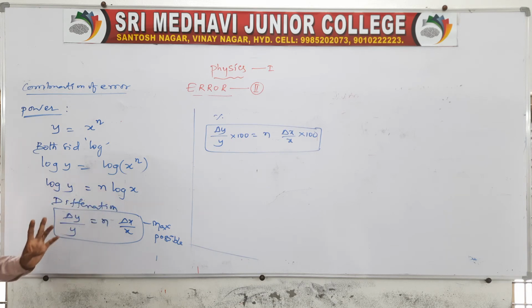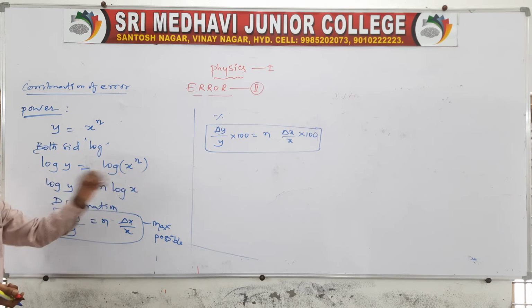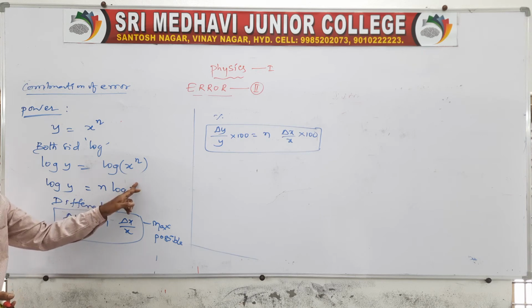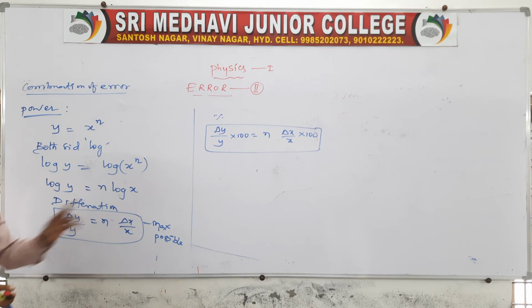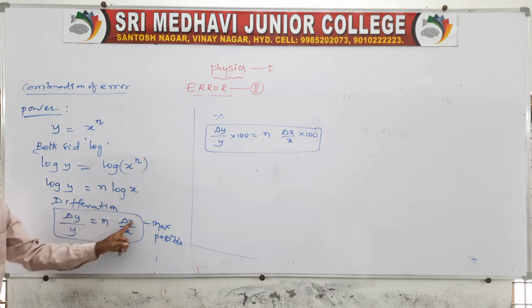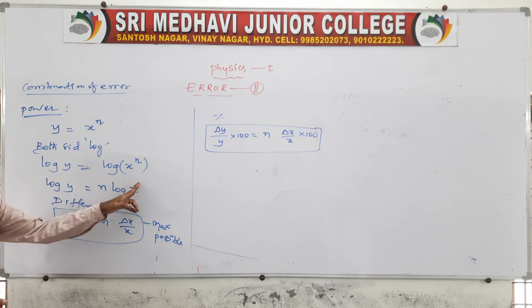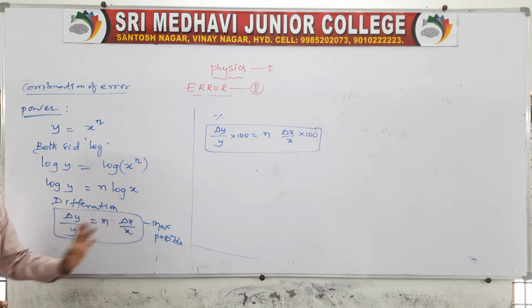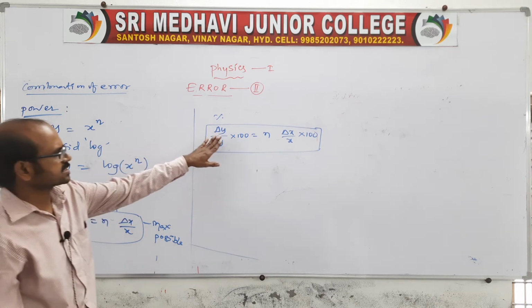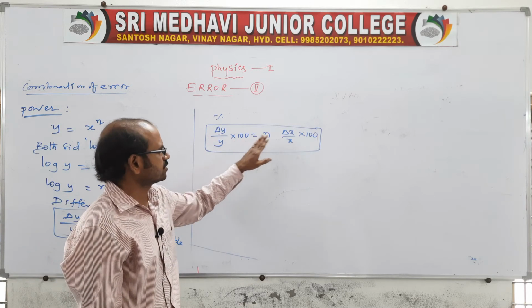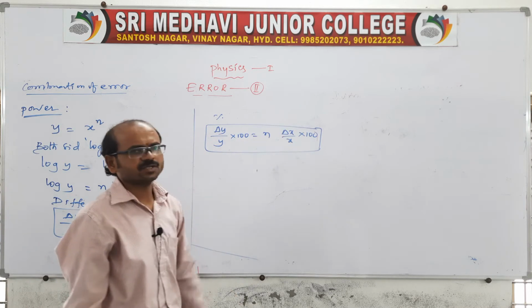In case of a power, because every time we are taking the logarithm, for that logarithm differentiation we get delta y by y. Suppose the power is 6, you take 6 into delta x by x. Suppose the power is 2, 2 into delta x by x. Suppose the power is 7, 7 into delta x by x. That's all. This is the method. So the percentage error, delta y by y into 100, is equal to n into delta x by x into 100.